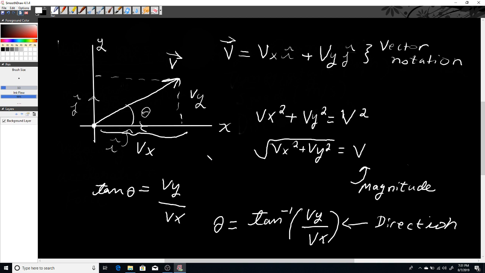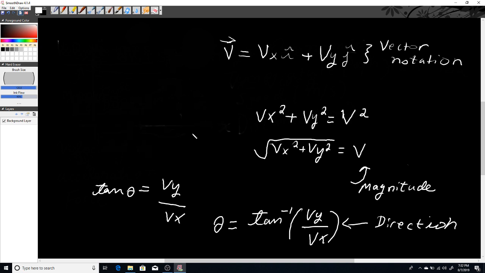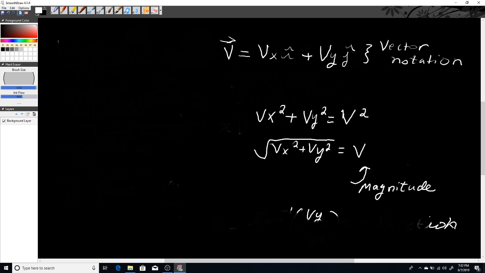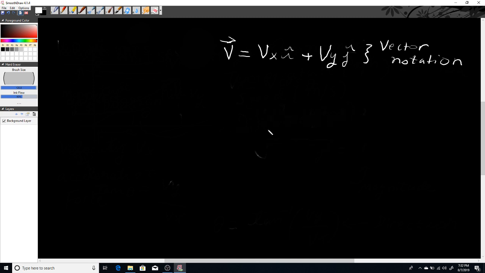So now this sort of leads into a discussion about the sort of mathematical operations that you can perform with vectors and how you perform those operations. So let me erase over here. All right, so this is our vector notation.